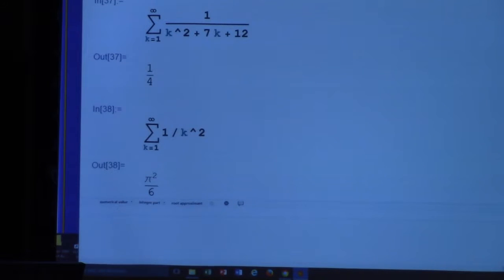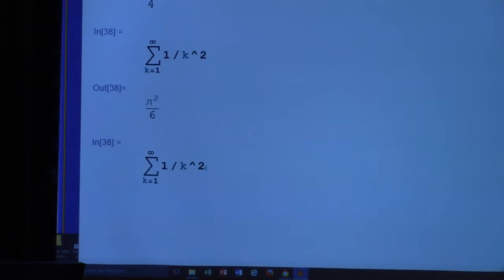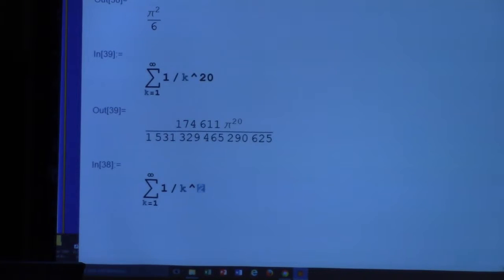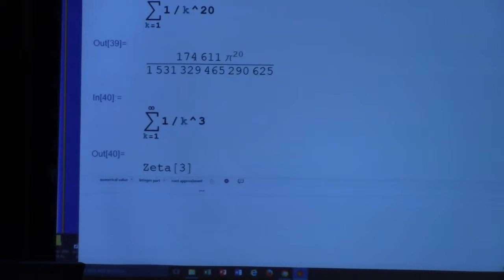And in fact, I think I also showed you that if you plug in any even number for that power of the k, it converges to a rational multiple of pi to that power. Euler's methods can be generalized. Though if you plug in an odd number, like 3, there is no such simple expression for the value of this series in terms of pi cubed. It's got a name though, it's called zeta of 3, referring to something called the Riemann zeta function, which is related to the Riemann hypothesis.